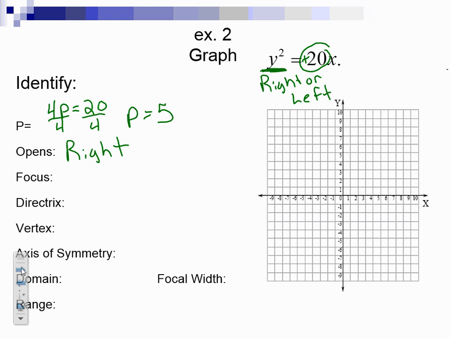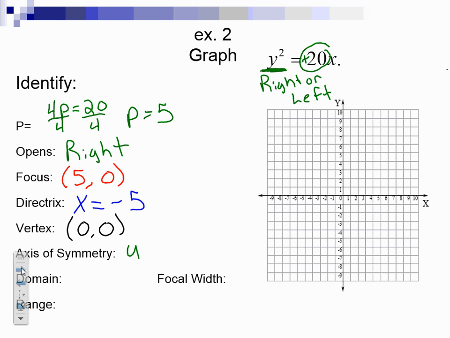All right. Moving on. To find our focus, if we look at our little cheat sheet, it just says p, 0. So our focus is going to be p, which is 5, and 0. Our directrix is just going to be x equals the opposite of p. So x equals the opposite of 5, which is negative 5. Our vertex for all of these ones today, ladies and gentlemen, is going to be 0, 0.